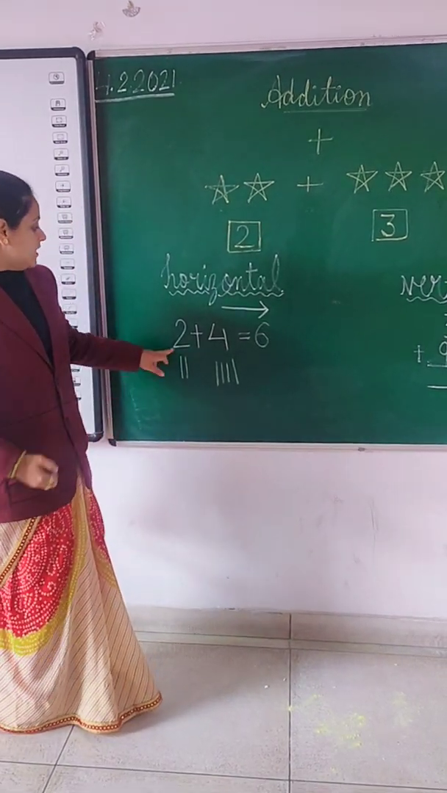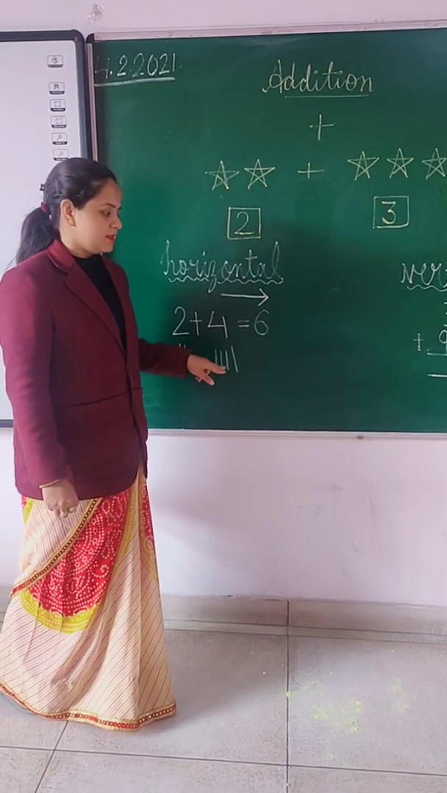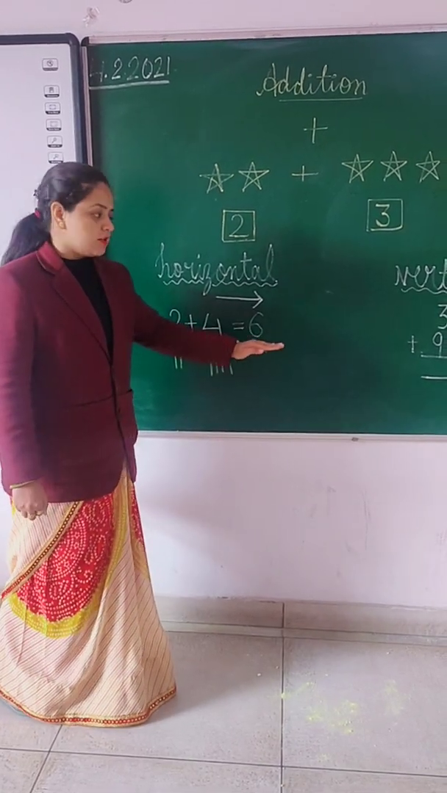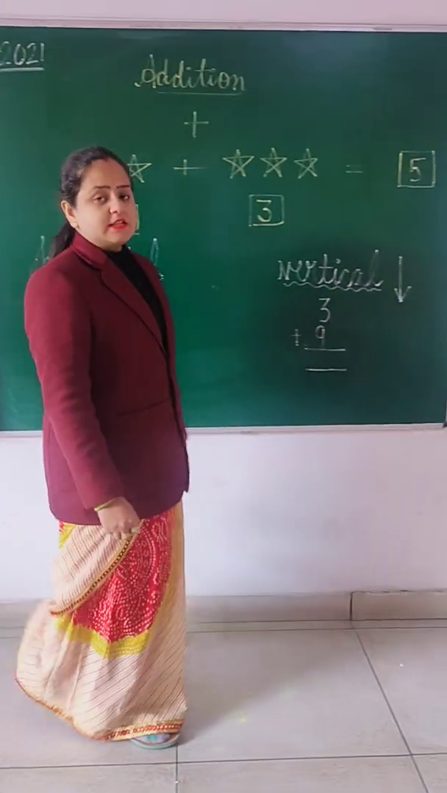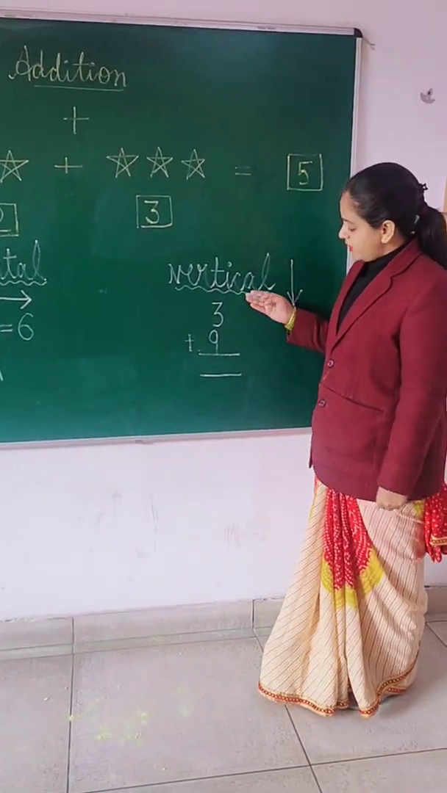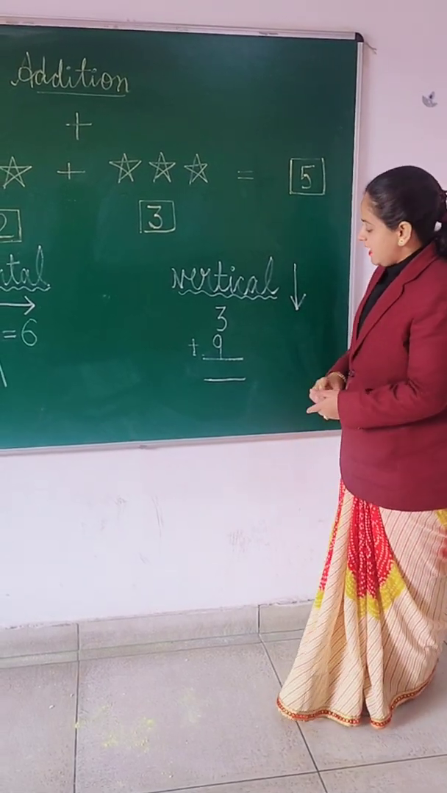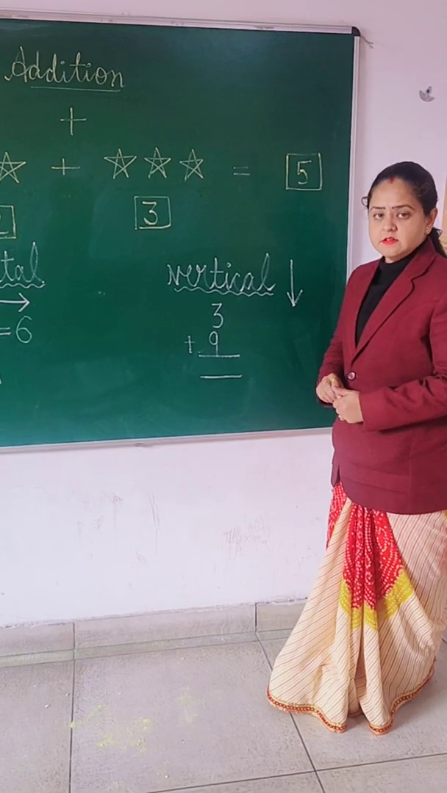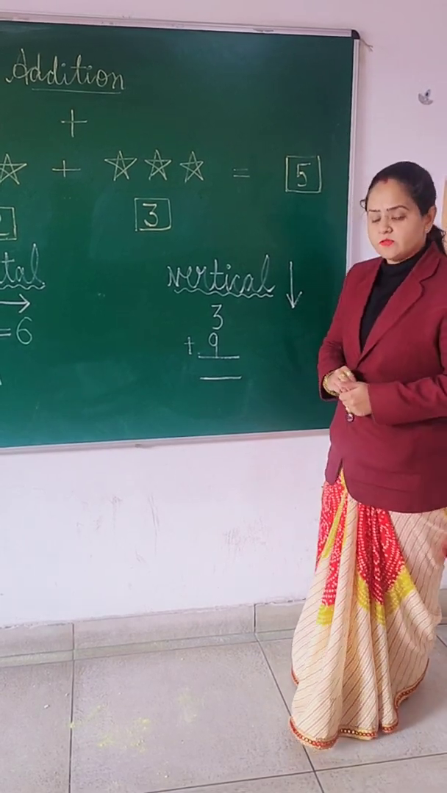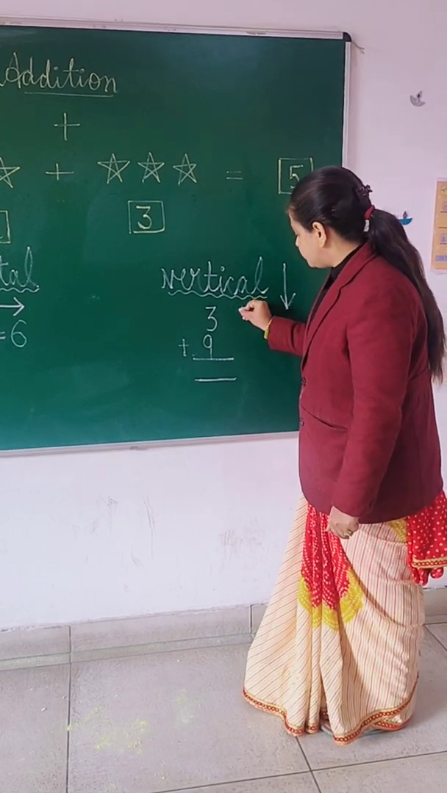Okay children? So whenever a number is given, we are going to make sticks. Okay? Or lines you can say. This is horizontal addition. Likewise, you are going to do vertical addition. Vertical addition is when the numbers are given downwards. Like 3 and 9. So what we are going to do? First we are going to make the lines 1, 2, 3.